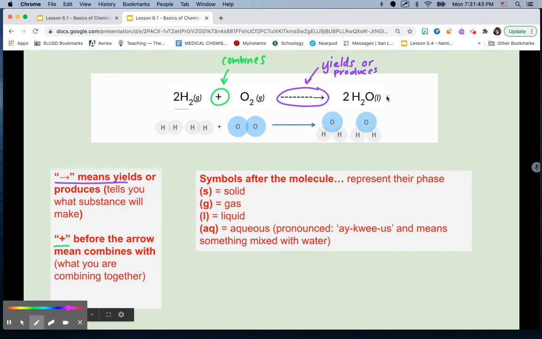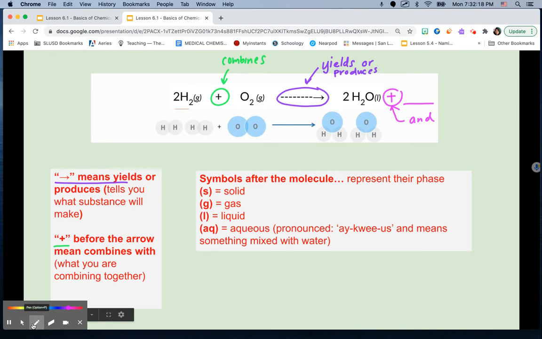Sometimes after the arrow, you'll find that it'll make two things. So maybe if you combine two H2s and one O2, it's going to yield or produce not only two molecules of H2O, but also something else, right? So if you see a plus sign after the arrow, it doesn't mean that these two things are going to combine together, but you're just going to make this thing and something else.